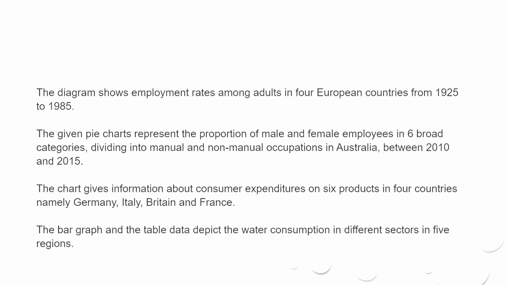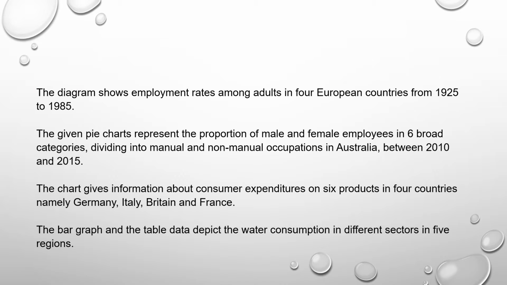All right. So now how we can use these in the examples. There are a few examples I have written for you. The diagram shows employment rates among adults in 4 European countries from 1925 to 1985, or the given pie charts represent the proportion of male and female employees in 6 broad categories, dividing into manual and non-manual occupations in Australia between 2010 and 2015. So I'm giving a broad outline of what the whole graph is all about.